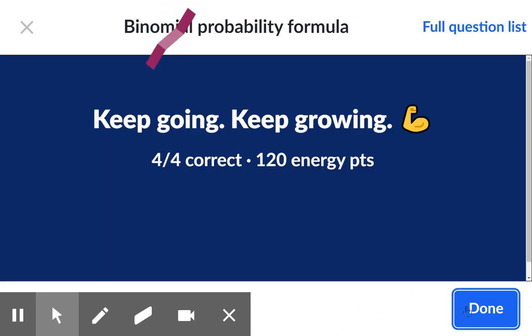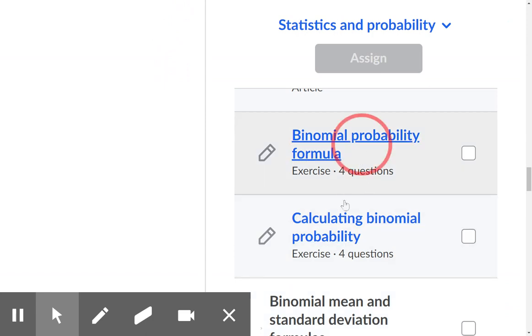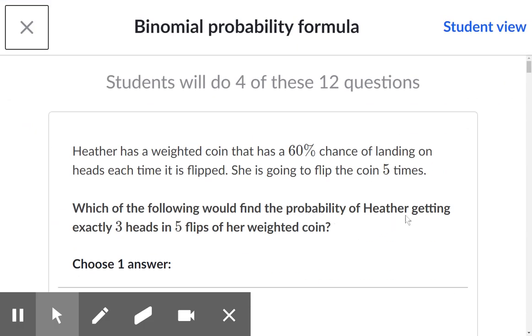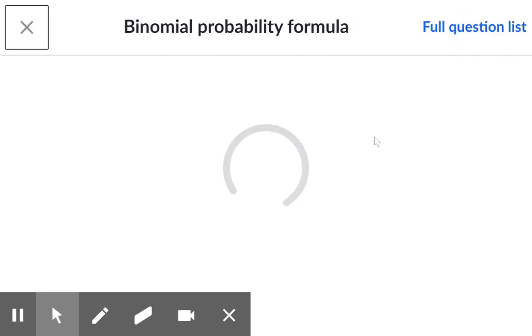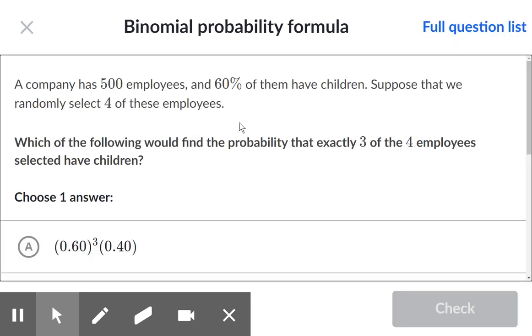Okay, so I know it's done, but I'm going to keep doing it. So here, a company has 500 employees. 60% of them have children. So if you randomly pick one employee from the company, there is a 60% chance that the employee you randomly select has children.